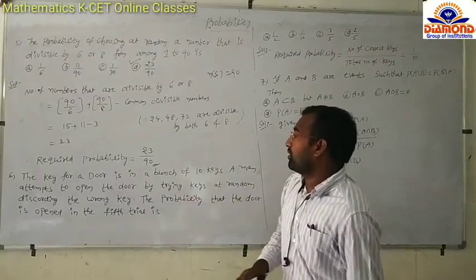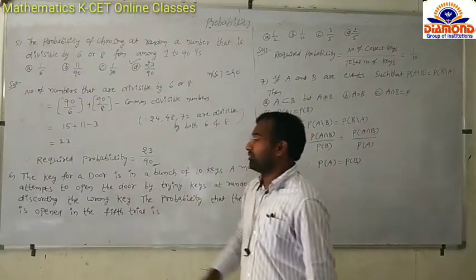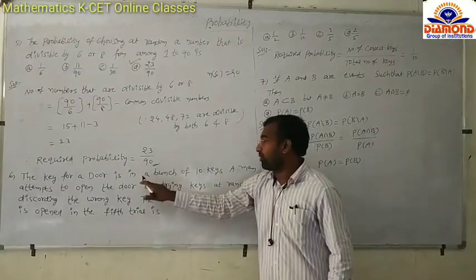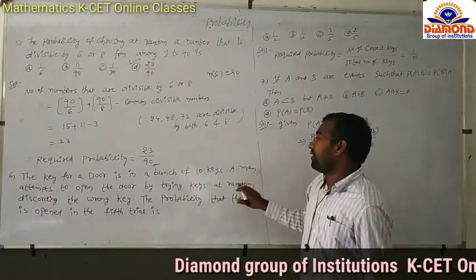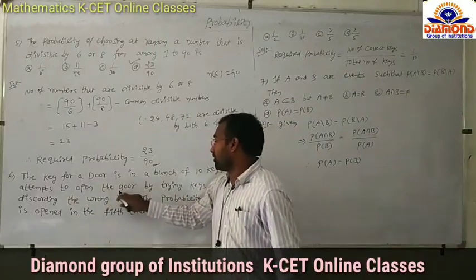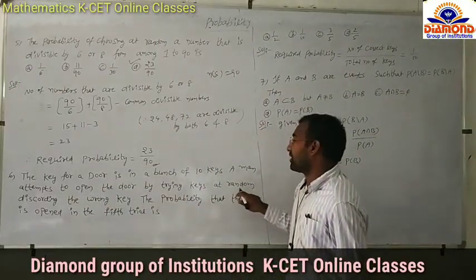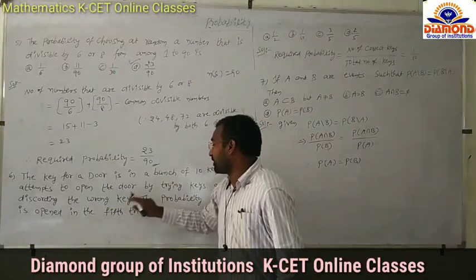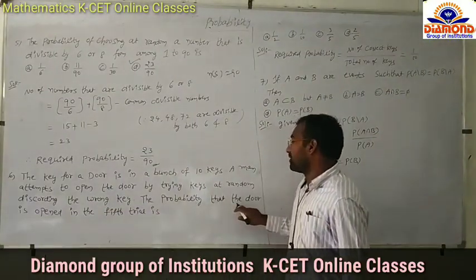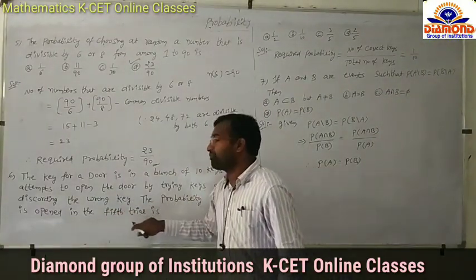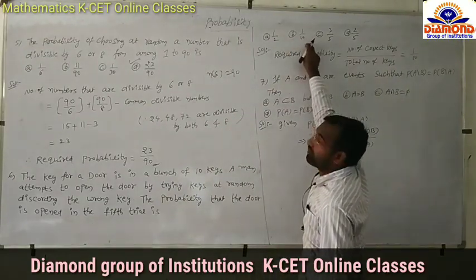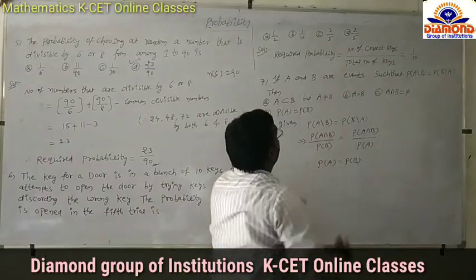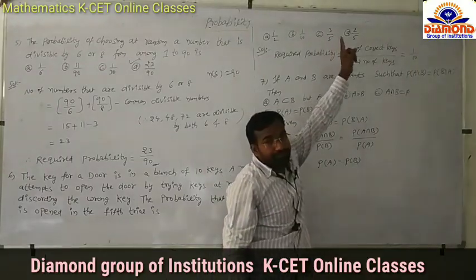Next problem. The key for a door is in a bunch of 10 keys. A man attempts to open the door by trying keys at random, discarding the wrong key. The probability that the door is opened in the fifth trial is: option A 1 by 2, option B 1 by 10, option C 3 by 5, option D 2 by 5.